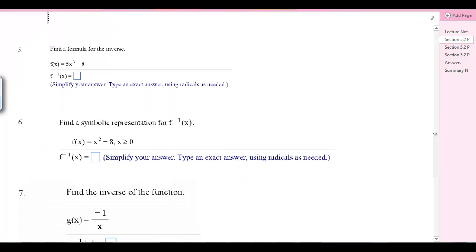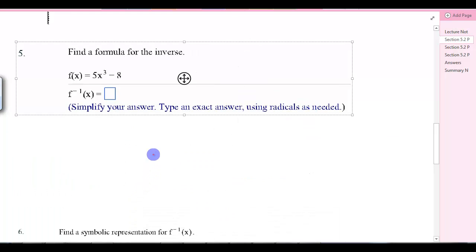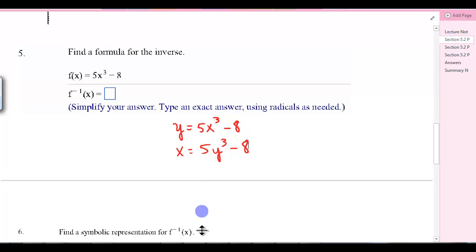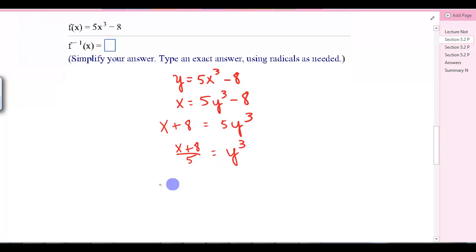Okay. All right, find a formula for the inverse. And we're going to do that with our little steps. So it's f of x, so I'm going to make that be y equals 5x cubed minus 8. And then I'm going to interchange x and y. And then I'm going to solve for y. So I'm going to add 8 to both sides. I'm going to divide both sides by 5. And then I'm going to take the cube root of both sides.